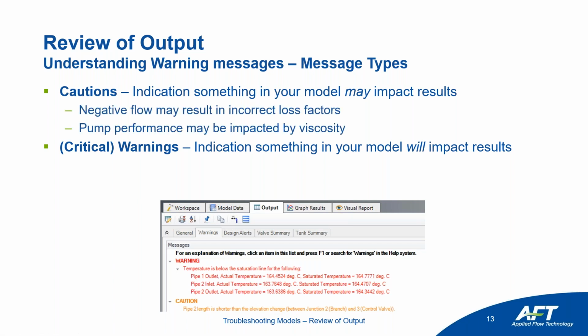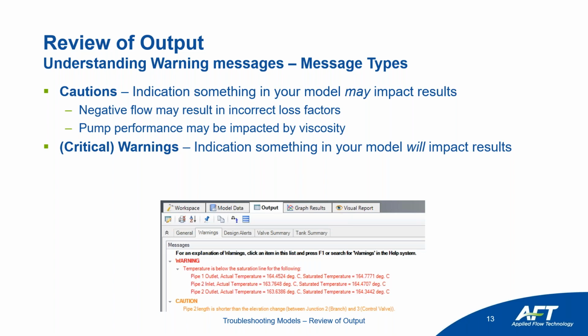Some other examples include negative flow may result in incorrect loss factors. So for example, if you're pumping fluid in the positive direction through something like a globe valve, that will give you one K factor. And then if you flow through the other direction, that'll give you a different K factor. The most extreme example would be a check valve, where there's only some resistance in the forward direction, and then you have infinite resistance in the negative direction when the check valve closes.